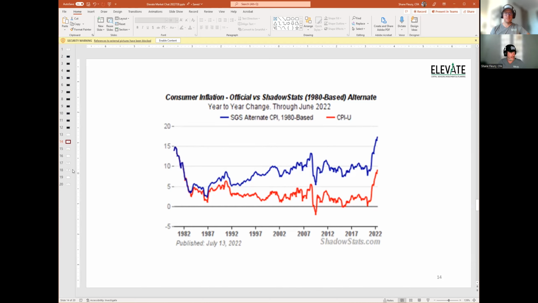So, if you were alive back in 1980, and you remember going to the grocery store and buying gas and all that, you may have felt like the price increases today are every bit as bad, if not worse, as they were back then, and wonder why the government doesn't report it that way?